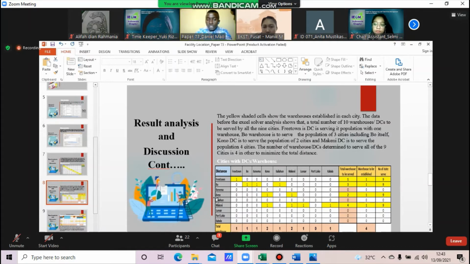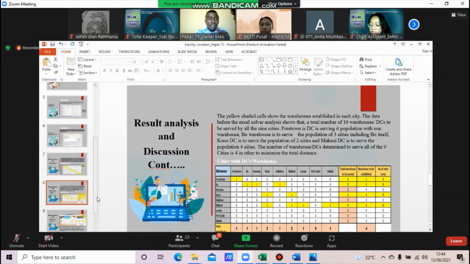And so considering Kono as well, Kono is on the east part of the country. So Kono is to be served, of course, Kono itself, and then of course Makeni. So at this particular point, you see that Makeni is to serve Kono, and then Makeni itself and Losa, because these are close points. Looking at Makeni as well, it is to serve Kabala, because the distances are very much closer together. So it minimizes the distance.